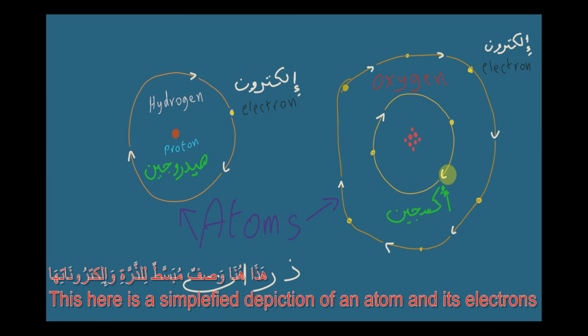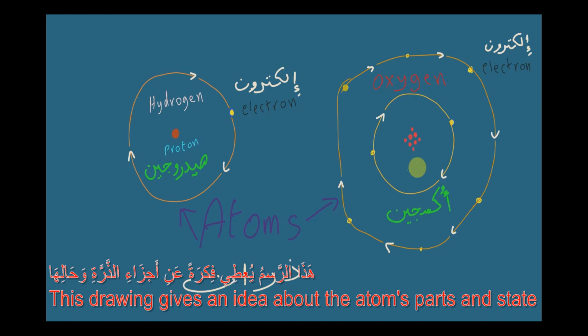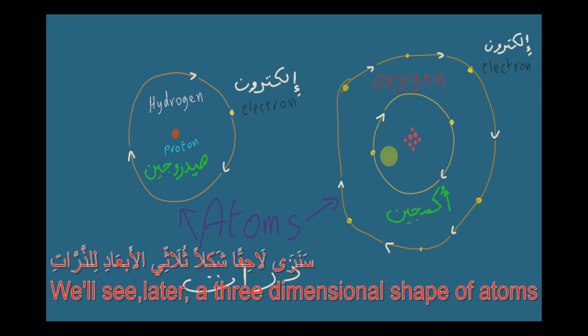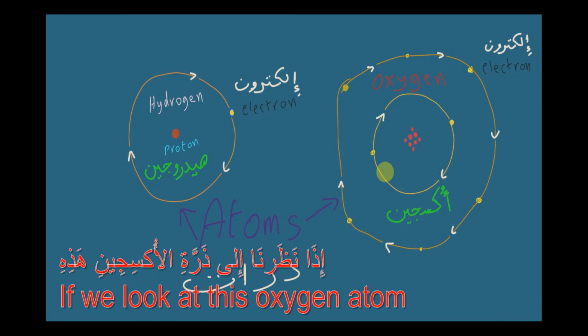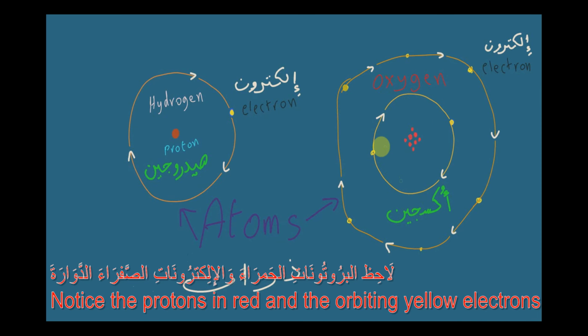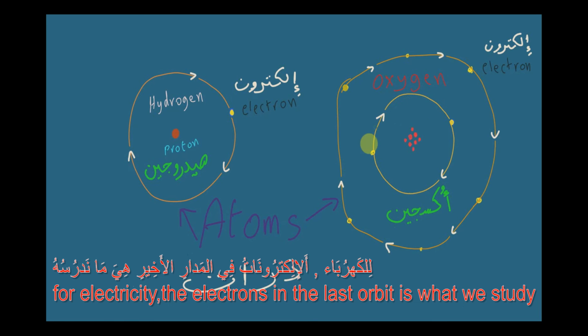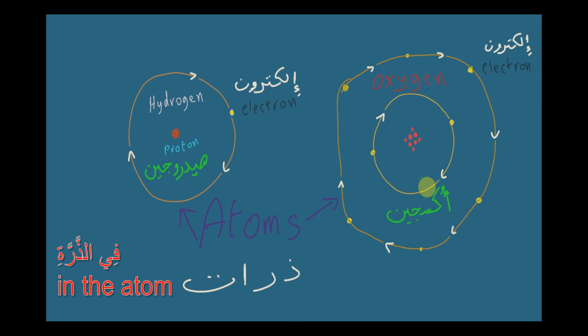This here is a simplified depiction of an atom and its electrons. This drawing gives an idea about the atom's parts and state. We'll see later a three-dimensional shape of atoms. If we look at this oxygen atom, notice the protons in red and the orbiting yellow electrons. For electricity, the electrons in the last orbit is what we study in the atom.